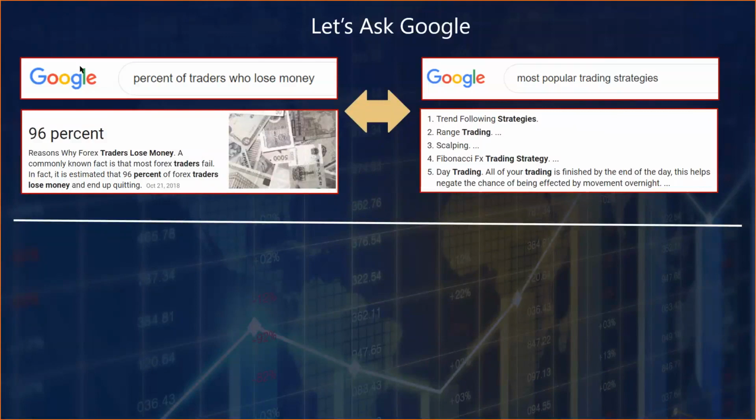So we asked Google, what percentage of traders lose money? Google says 96%. I don't know if that number is exactly accurate. Probably not. But even if it's way off, it's still way too high, whatever the number actually is. And then we asked Google, what are the most popular trading strategies? Google says the top one is trend following strategies. Scalping, Fibonacci, all these things. But look at that first one, trend following strategies.